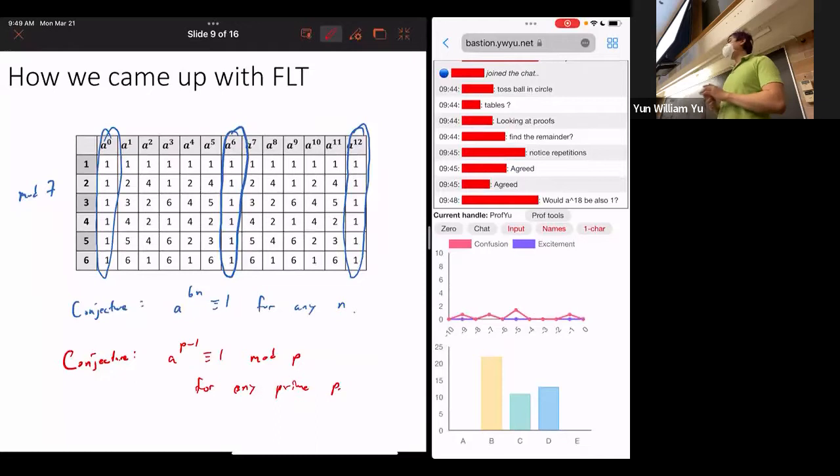Question, would a to the 18 also be 1? Yes, it would. And that is exactly the sort of conjecture. You see this pattern and you're like, well, it repeats every 6. And so then maybe a to the 18 would also be 1. Now, as a mathematician, you might even conjecture for any multiple of 6, which is exactly this conjecture here. And then if you're really, really clever, you might say, well, maybe it's p minus 1 for any prime.